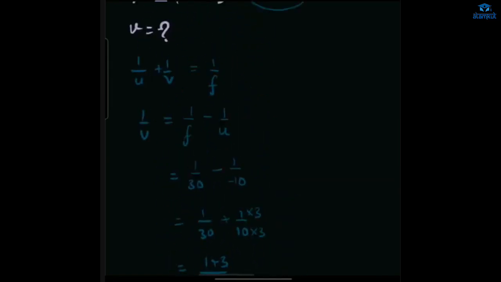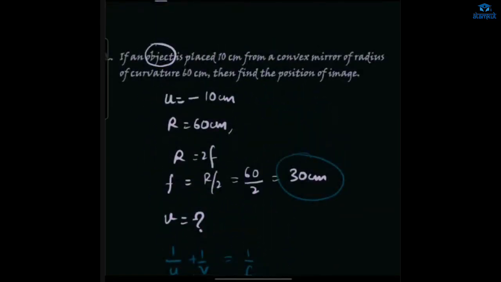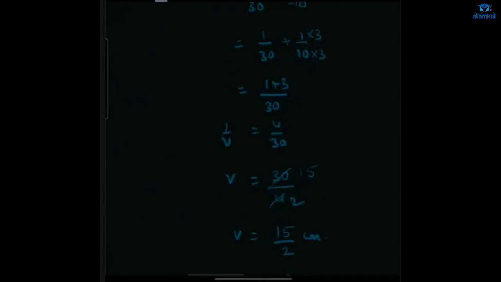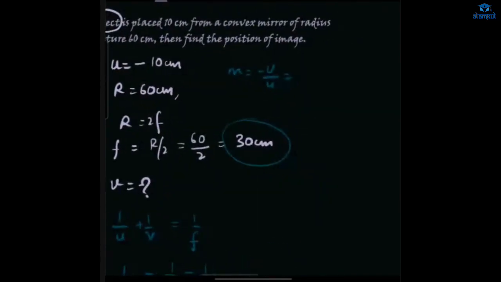If it would have asked you the magnification, then you would have done this. M is equal to minus V by U, where V has come out to be 15 by 2. So minus 15 by 2 upon U, and U is minus 10. So minus minus would have got cancelled. 15 into 15 upon 2 into 10, dividing by 5, it will be 3 by 4, which is less than 1.